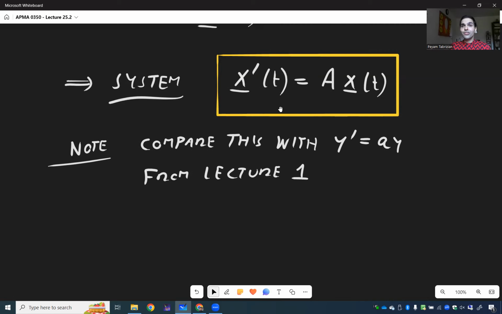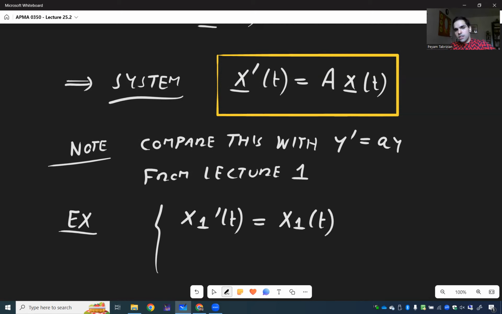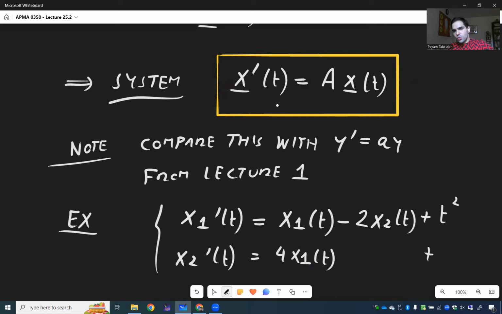Before we do the linear algebra part in the next couple of lectures, I do want to mention just a couple of things. One thing is you can do the same thing with inhomogeneous systems. So let's write the following in matrix form. x1 prime is x1 minus 2x2 plus t squared, and x2 prime equals 4x1 plus 2t.